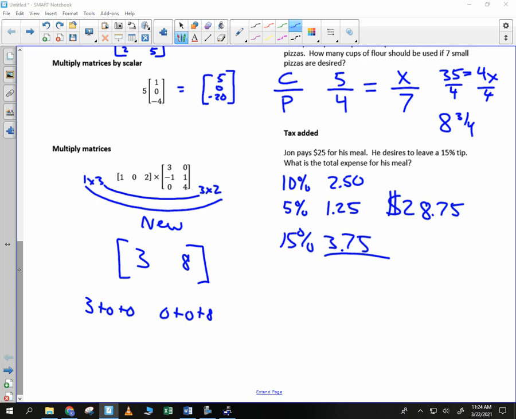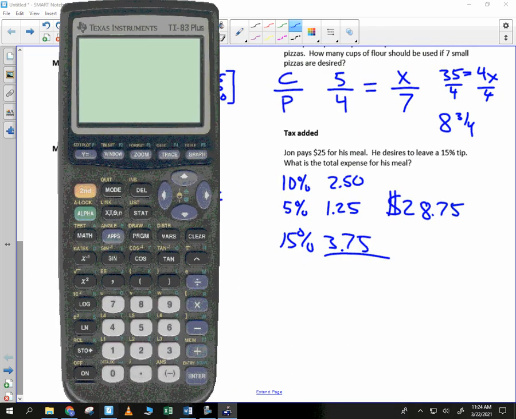You could just multiply on your calculator as well. If it said 15%, go ahead, turn your calculator on, take 0.15 and multiply that by 25. You can see you get the 3.75. So if it said 18% tip, go ahead and multiply.